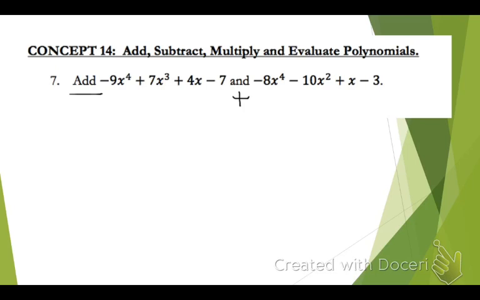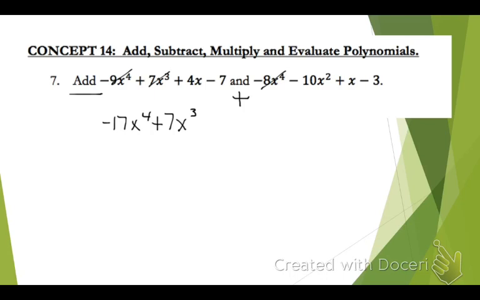So essentially what you want to do is just add your like terms. So start on the left with the negative 9x to the fourth, and then scan for other x to the fourth. So we have negative 8, so together that will give us negative 17x to the fourth. And then I recommend crossing off the ones that you combine. If you look at 7x cubed and scan, there's no other x cubed, so we can't combine that with anything.